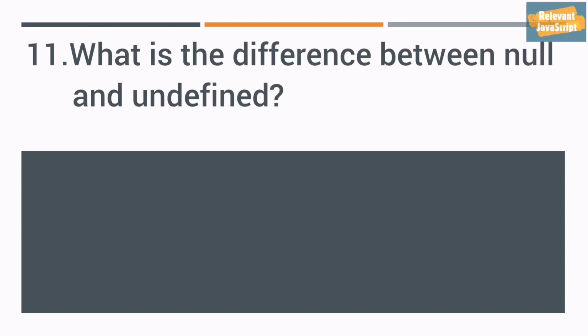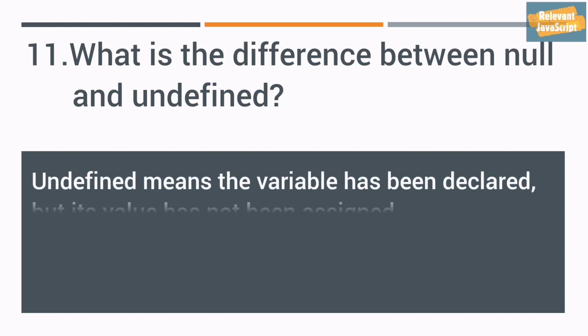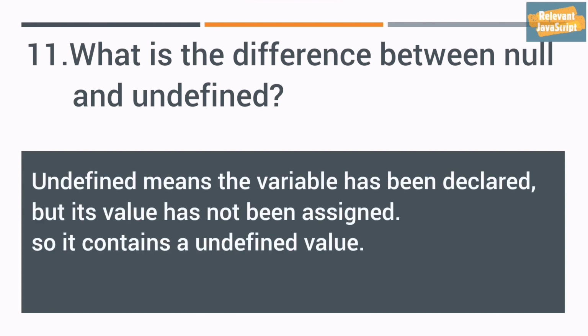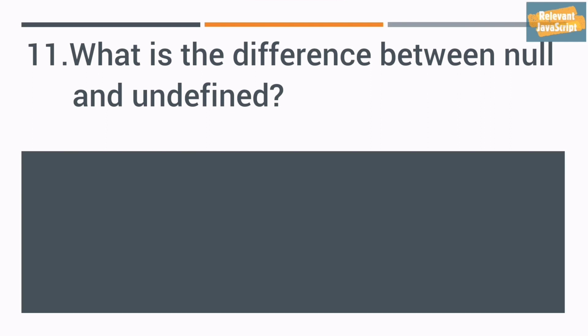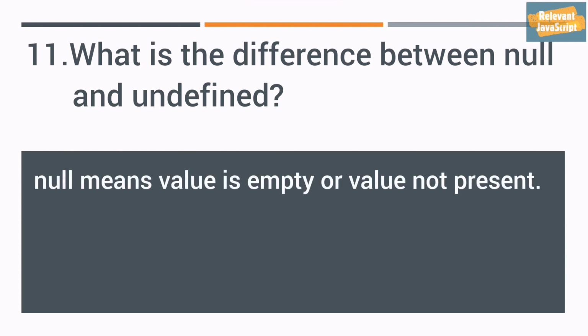11th question. What is the difference between null and undefined? Undefined means the variable has been declared, but its value has not been assigned, so it contains an undefined value. And null means value is empty or value not present.